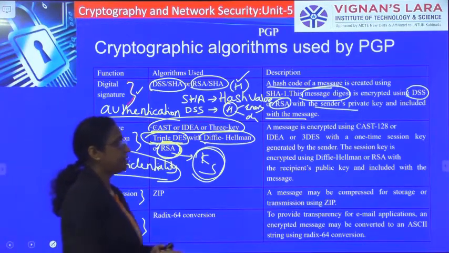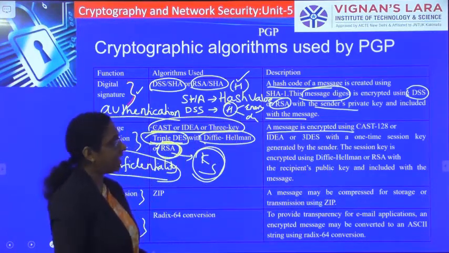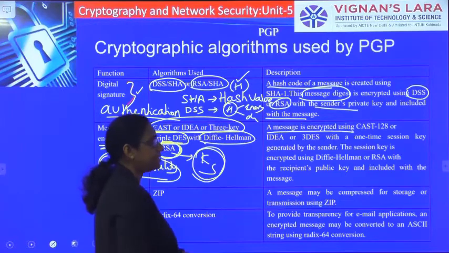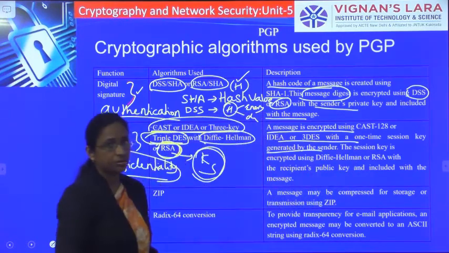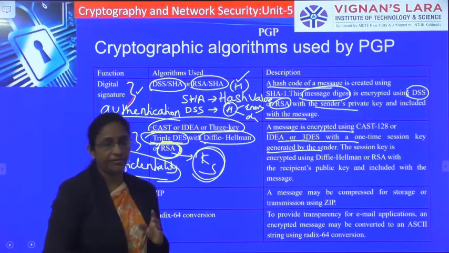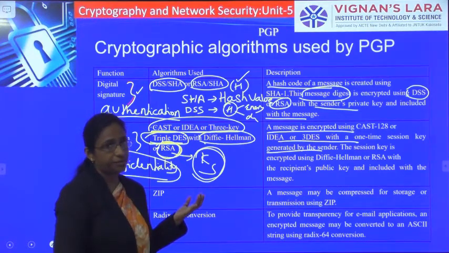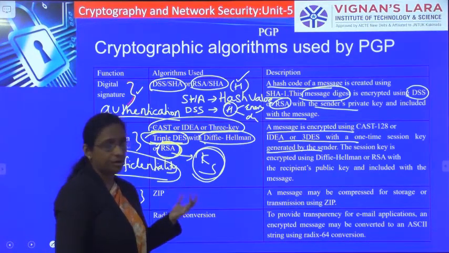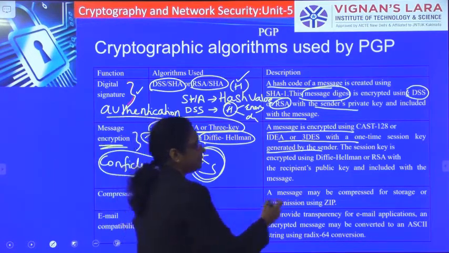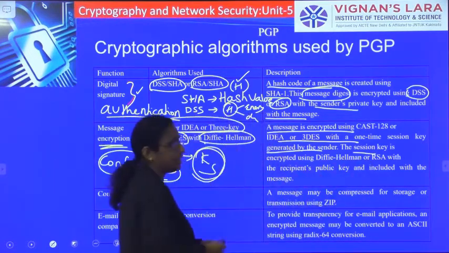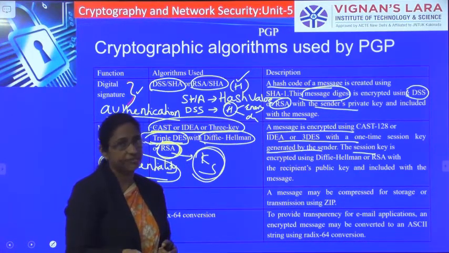Okay, so the message is encrypted using CAST-128 or IDEA or triple DES with a one-time session key generated by the sender. By using that session key, the message is encrypted. Since the session key is generated by the sender, that session key has to be sent secretly to the receiver also.